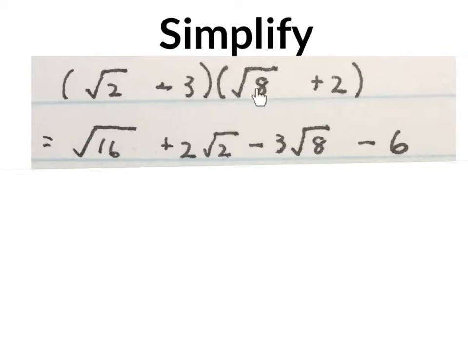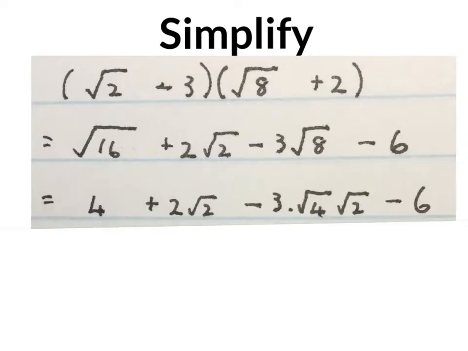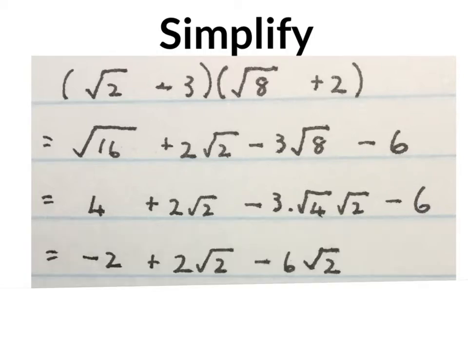Minus 3 times this will give me this. And minus 3 times this will give me this. The square root of 16 will give me 4. This term I'll let wait. This I'll break up the 8 into a 4 times 2. I'll keep my minus 6. The plus 4 minus 6 will give me a minus 2. I'll keep this term. And this one will simplify to minus 6 square root 2.